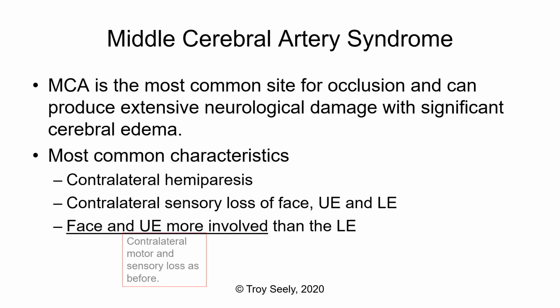So that raises the question: we have a contralateral motor and sensory loss as per before, but why is the face and the upper extremity more involved than the lower extremity in this case?